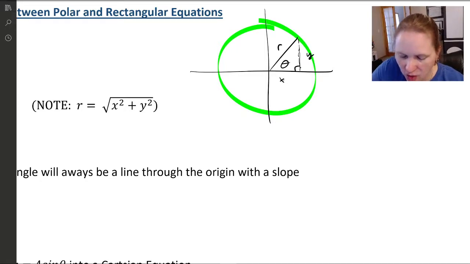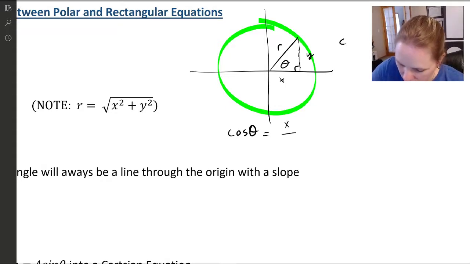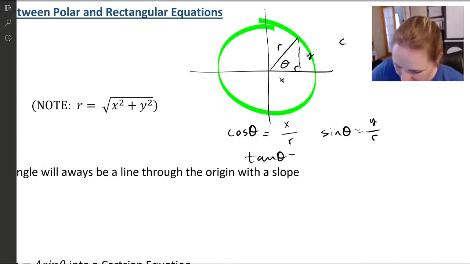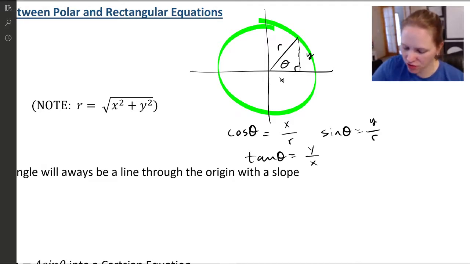To get the y value, I'm getting r sine theta, and that has to do with the fact that the cosine of theta is simply x over r, and the sine of theta is y over r. So that has to do with those trigonometric ratios. And just as a little reminder, tangent of theta is y over x. So there you go. This is how polar functions relate, and this shouldn't be any sort of new information if you've had pre-calculus. This is pretty easy to understand.